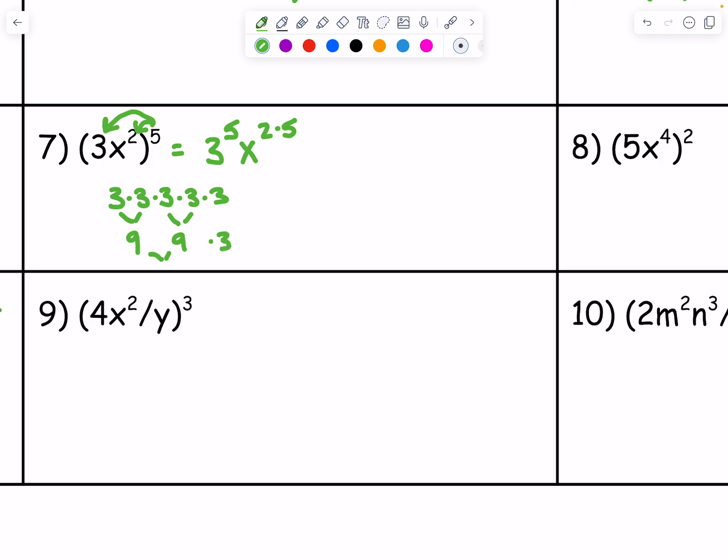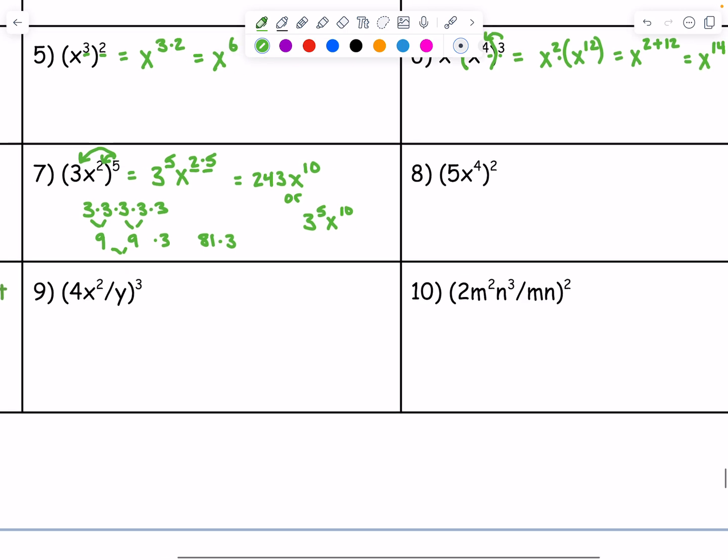So that would be 9 times 9 is 81, and then we'd have 81 times 3. So that would be 243 if we needed to write that out. And then we have x, and then 2 times 5 would just be 10. So I would say we could do that, or we could leave it. Sometimes they'll leave it as just 3 to the 5th, x to the 10th. But they mean the same thing.